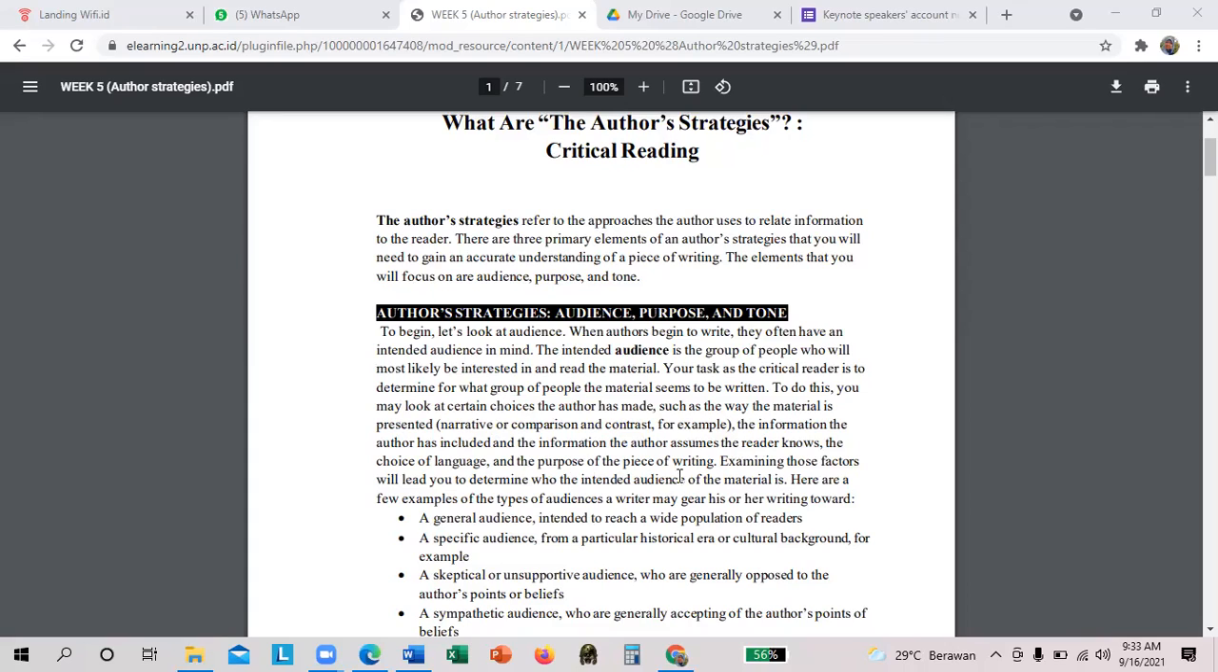Now, the last is the choice of the language, and the purpose of the piece of writing. Literature students or linguistics students use different language approaches. So see later the choice of language used in the selected article. Examining those factors will lead you to determine who the intended audience of the material is.